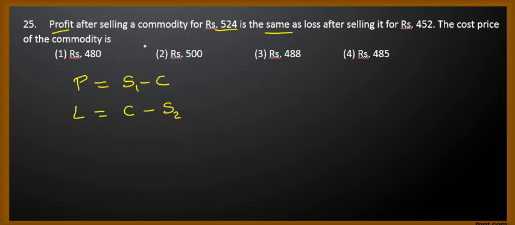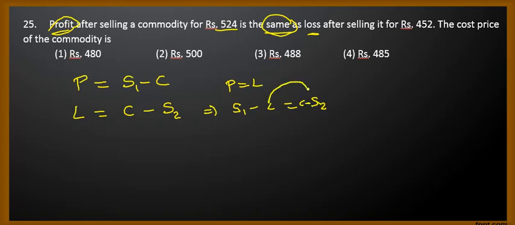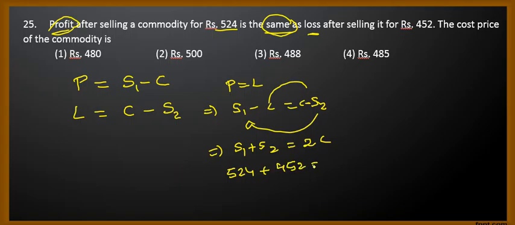Okay, and what is given in the question? Profit is the same as loss. It means given that P equals L, that means S1 minus C is equal to C minus S2. Take the C on the right-hand side to the left-hand side, and you will get S1 plus S2 equal to 2C. What is the value of S1? 524. What is the value of S2? 452. That equals 2C.